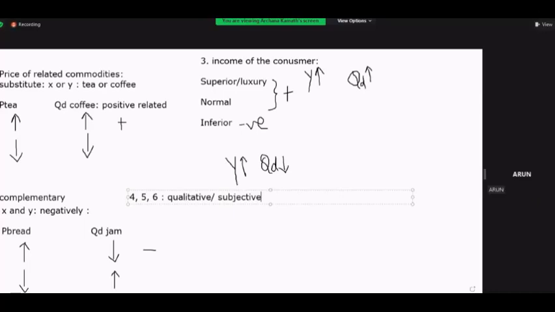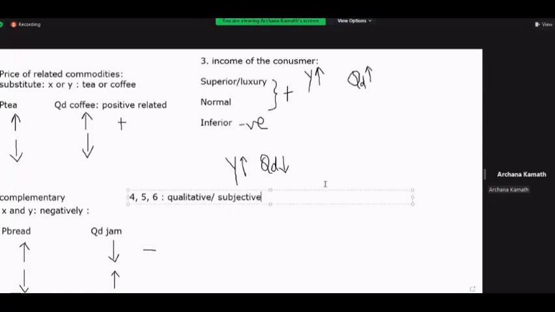Okay. Where can we categorize salt? Like even if its price is increasing or decreasing, its demand. Yeah, we are going into the detail of it. There are certain commodities which do not follow law of demand. We are going into the exception.